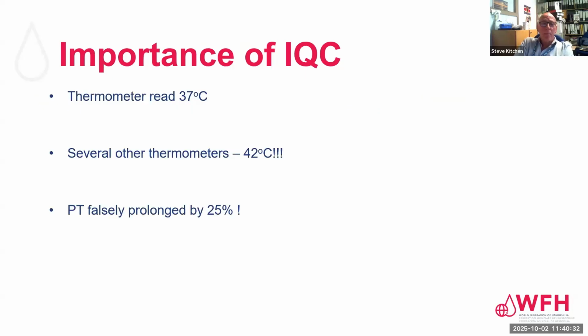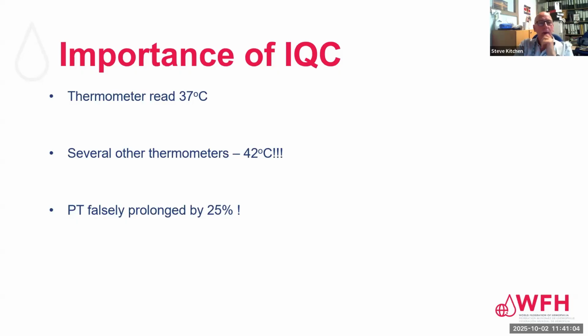So the thermometer in the water bath, when the test was performed, did indeed read 37. However, when we checked that against other thermometers, and the first one we used was my finger, I dipped my finger in the water bath, and I said to my colleague, I think this is not 37. We fetched other thermometers. The others all read 42 degrees. The temperature was off, the water bath was too hot, and this caused this false prolongation of PT by 25%.